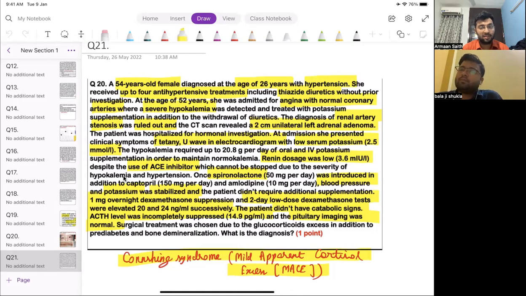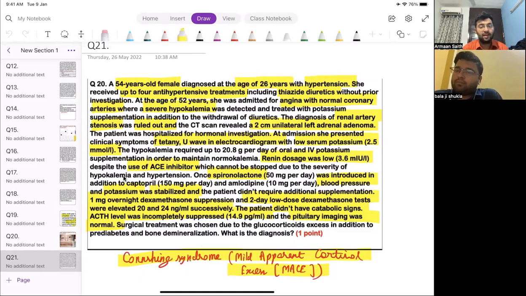At the age of 52 years, she was admitted for angina with normal coronary arteries, where a severe hypokalemia was diagnosed. Renal artery stenosis was ruled out, and a CT scan revealed a 2 centimeter unilateral left adrenal adenoma. On admission, there was tetany, U wave in ECG, and a low serum potassium level. As we all know, U wave is seen in the ECG in patients with hypokalemia, and the renin levels were also found to be low. So at this stage, we know there is a left adrenal adenoma, so we can safely make a diagnosis of Conn syndrome at this stage.